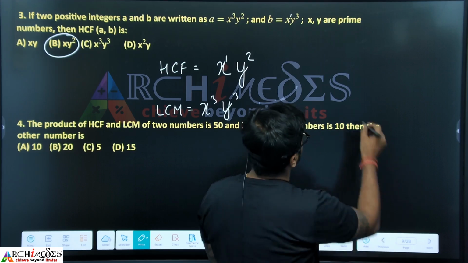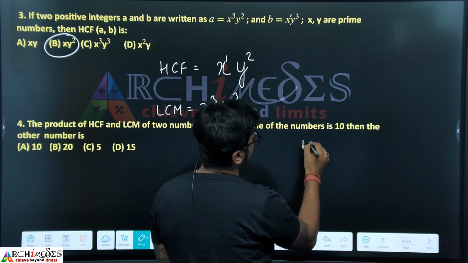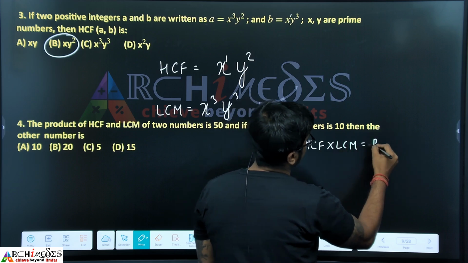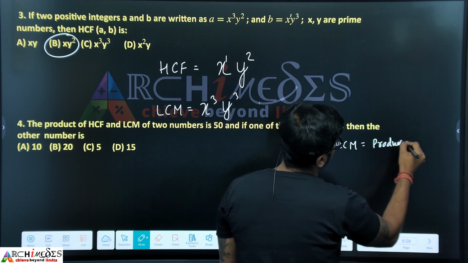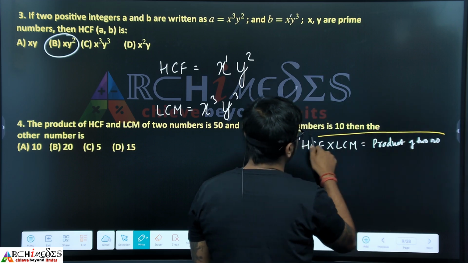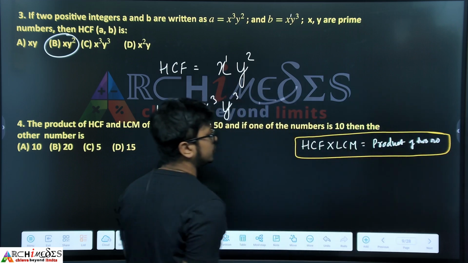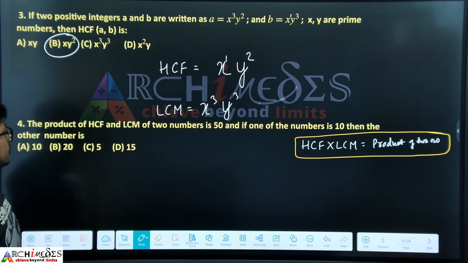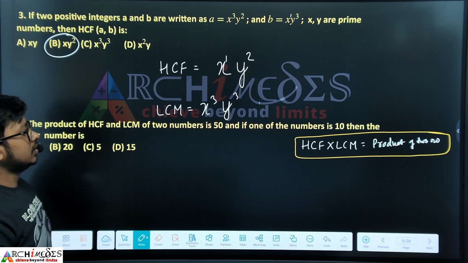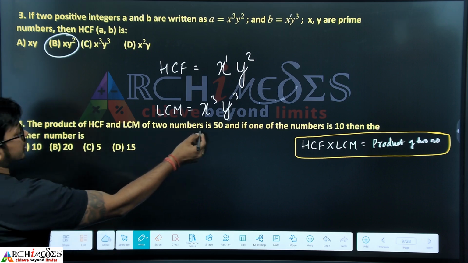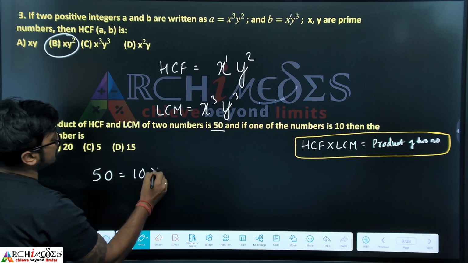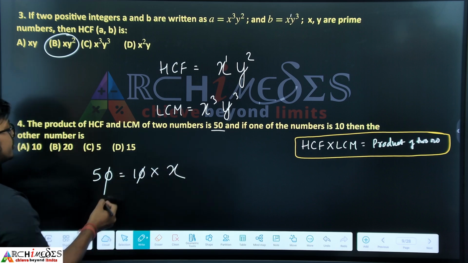One more thing. You must know the relation between HCF and LCM also. HCF into LCM, if there are 2 numbers, is equal to what? The product of the 2 numbers. Clear? I forgot to mention this. The product of 2 numbers. But remember, this is only applicable for 2 numbers, dear, not for 3. Clear? Now, the product of the HCF and the LCM is 50. If one of the numbers is 10, then what is the other number? The product is already given. So one number is, suppose, 10. What is the other number? Let's assume x. So this is 5.